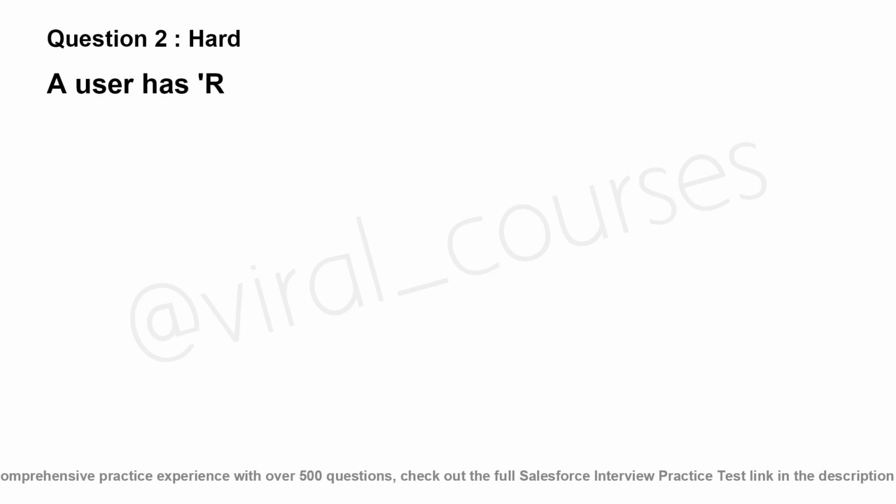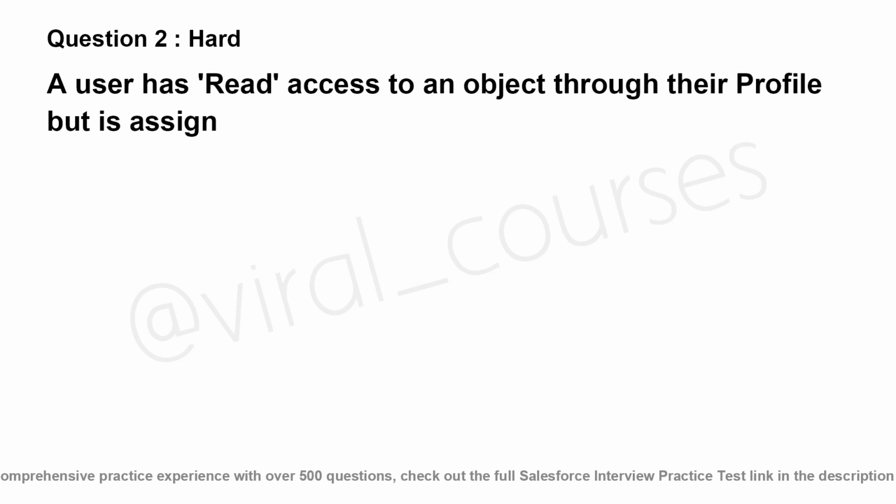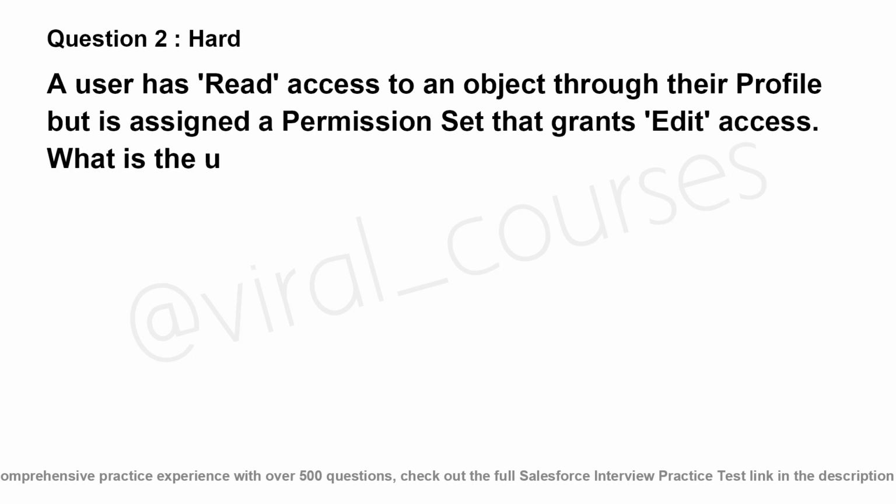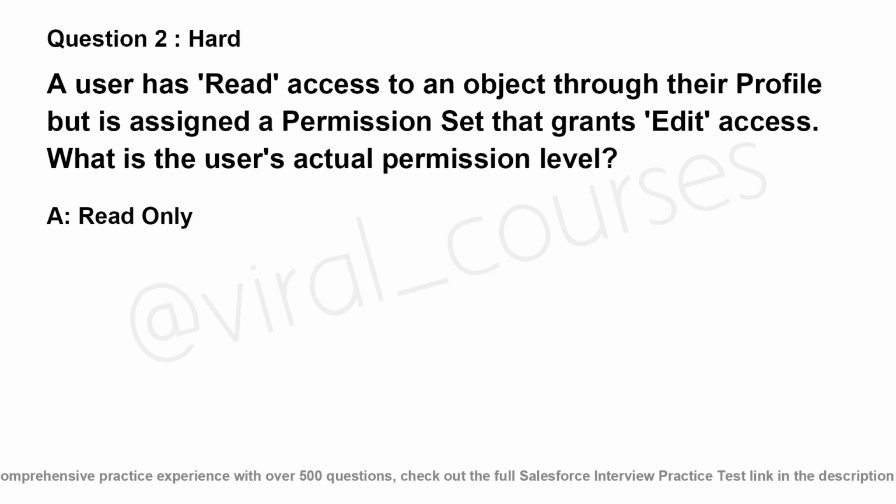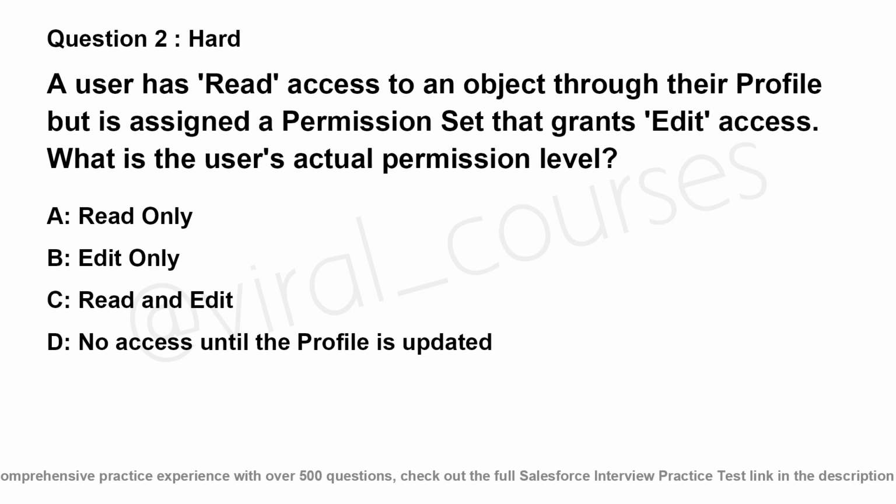A user has read access to an object through their profile but is assigned a permission set that grants edit access. What is the user's actual permission level? Option A. Read only. Option B. Edit only. Option C. Read and edit. Option D. No access until the profile is updated.